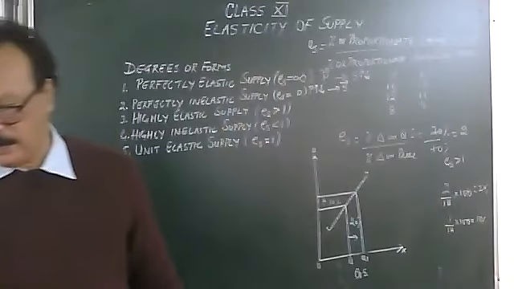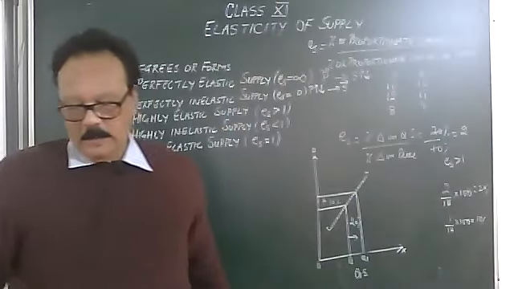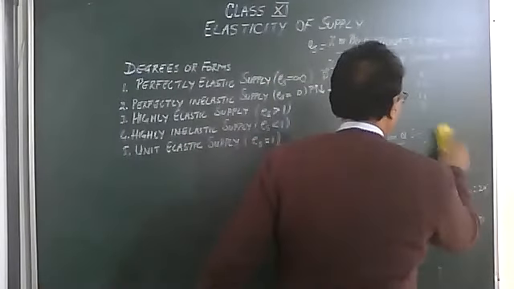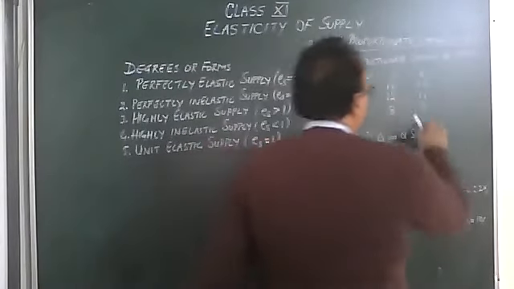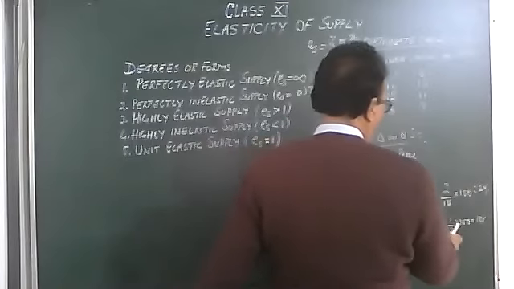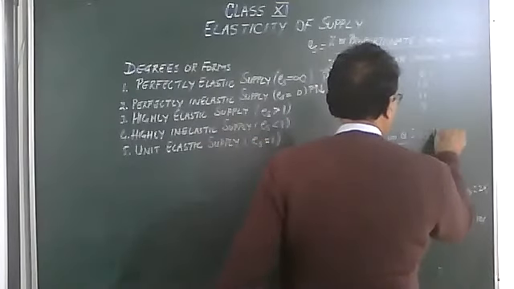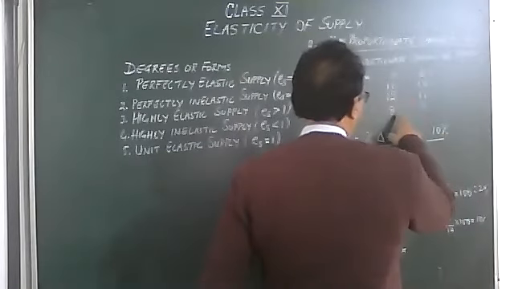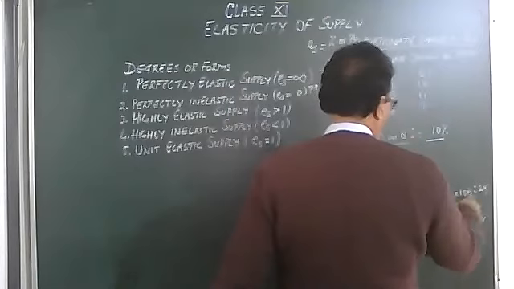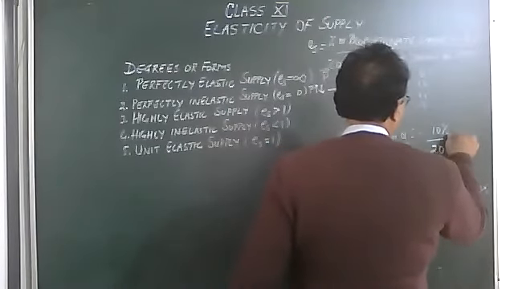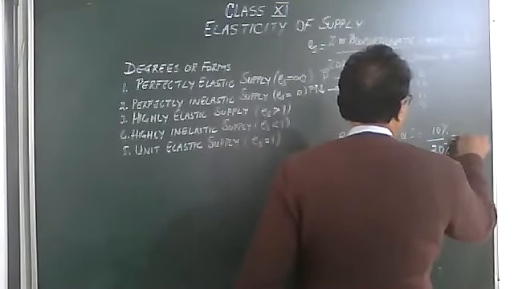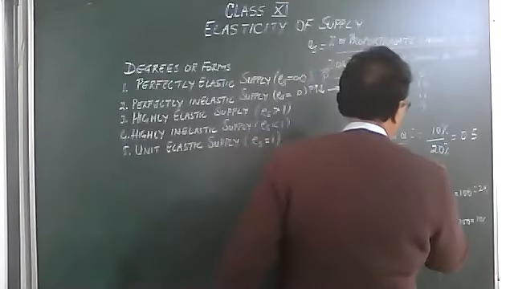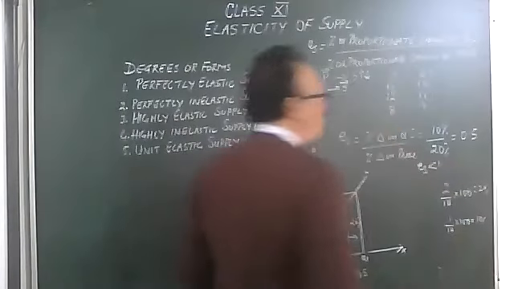Okay. Now what do we see? Percentage change in quantity supply from 10 comes down to 9, that is 1 upon 10, that is 10%. Change in price from 10 becomes 8, 2 upon 10, that is 20%. That is equal to 0.5. In this case, ES is less than 1.